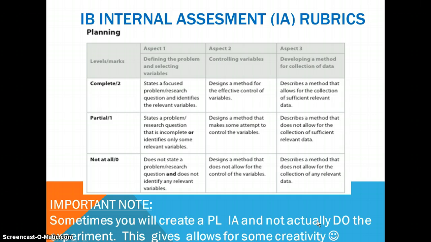There are other times in this year where we will actually plan the experiment and then do the experiment. So double check with me and ask, are we doing the whole experiment? For instance, for the soil IA, we are not actually doing the experiment. For the water quality IA, we are doing the experiment, and it matters in how you plan. There are 3 aspects, each worth 2 points for a total of 6 points.